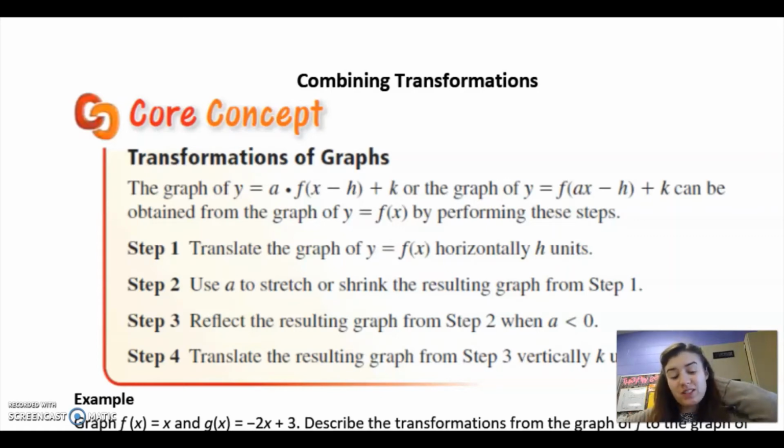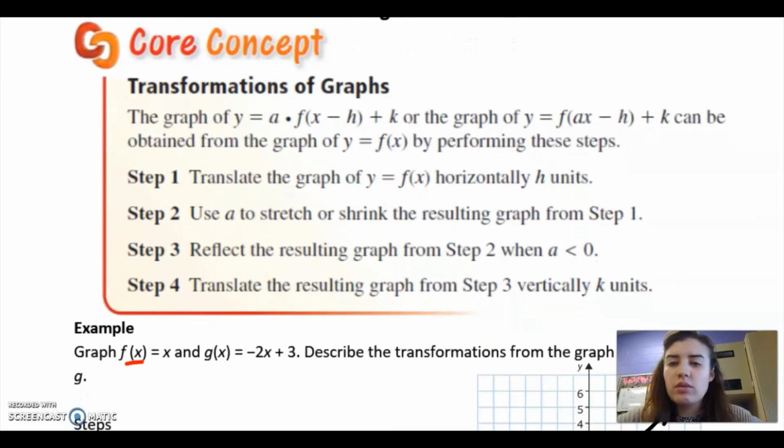Okay, so this is our last video and it won't be too long. Now we are combining all of it. So we have translation, where it shifts left or right or up and down. We have a stretch, where it gets closer to the y-axis or further from the y-axis, or it gets closer to the x-axis or further from the x-axis. Then we also have reflecting, which means it's going to flip and the slope is going to become negative or positive. And then we also have translating vertically. So instead of going from left to right, it's going to go up and down. So we're combining all of those.